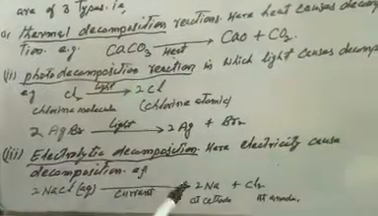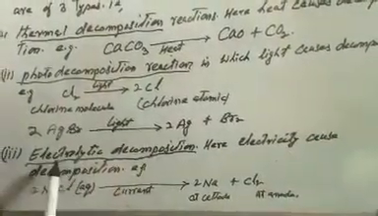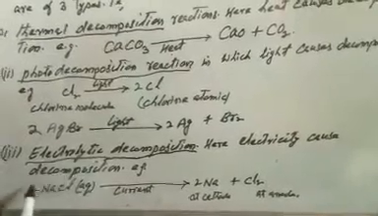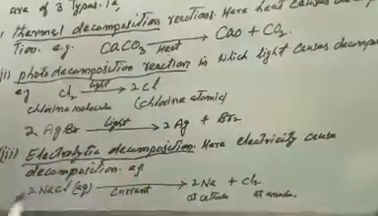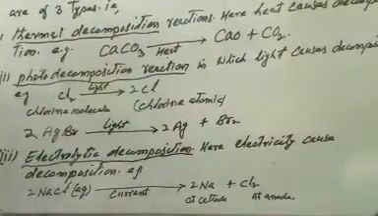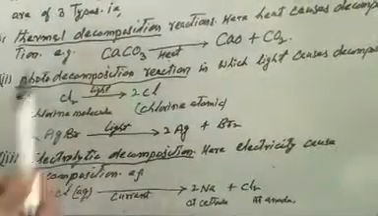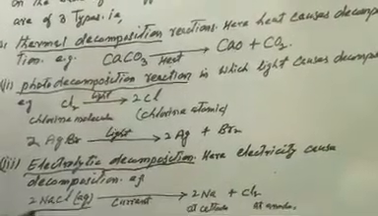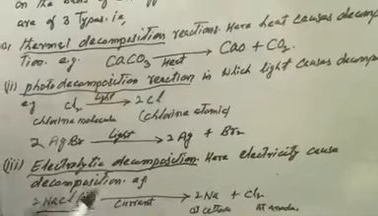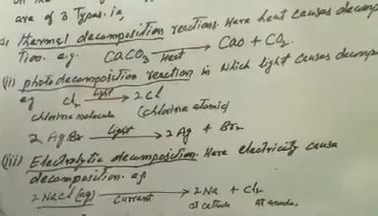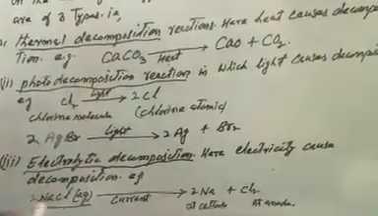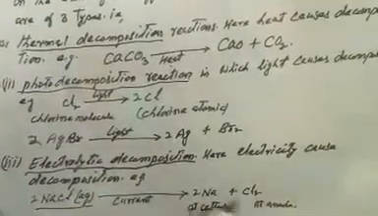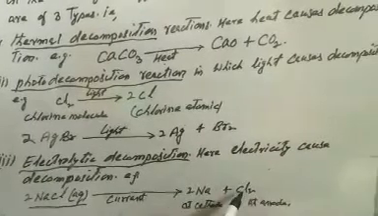Now, electrolytic decomposition: simply, the decomposition reaction carried out with the help of electricity or electric current is called electrolytic decomposition or electrolysis. Here is an example. When we take aqueous sodium chloride and pass current through it, the single substance sodium chloride breaks down. Here old chemical bonds, ionic bonds between sodium and chloride, break, and two substances are formed. One is sodium metal and another is chlorine gas.